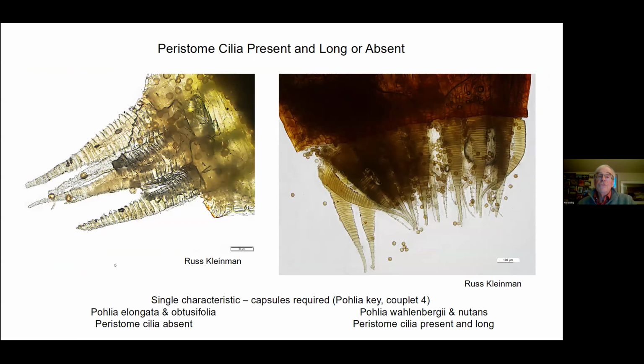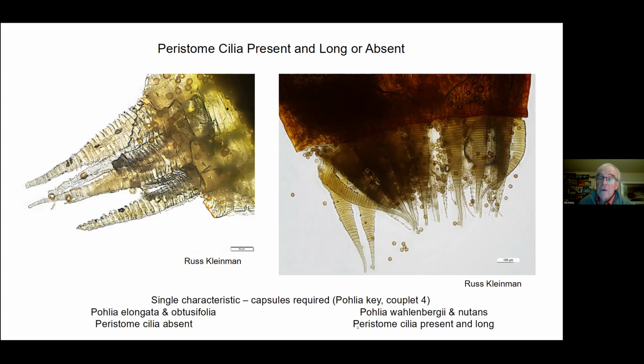Peristome is used to separate species, the characteristic. In the Pollia key, and Pollia is one of these things where you very often need to have capsules to identify species. And in this couplet 4, you need to have the capsules.